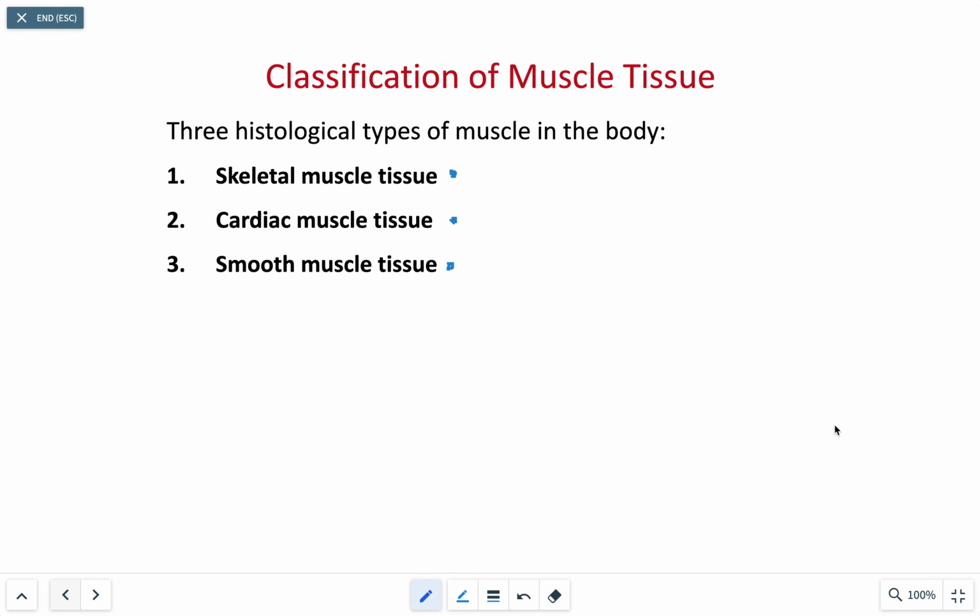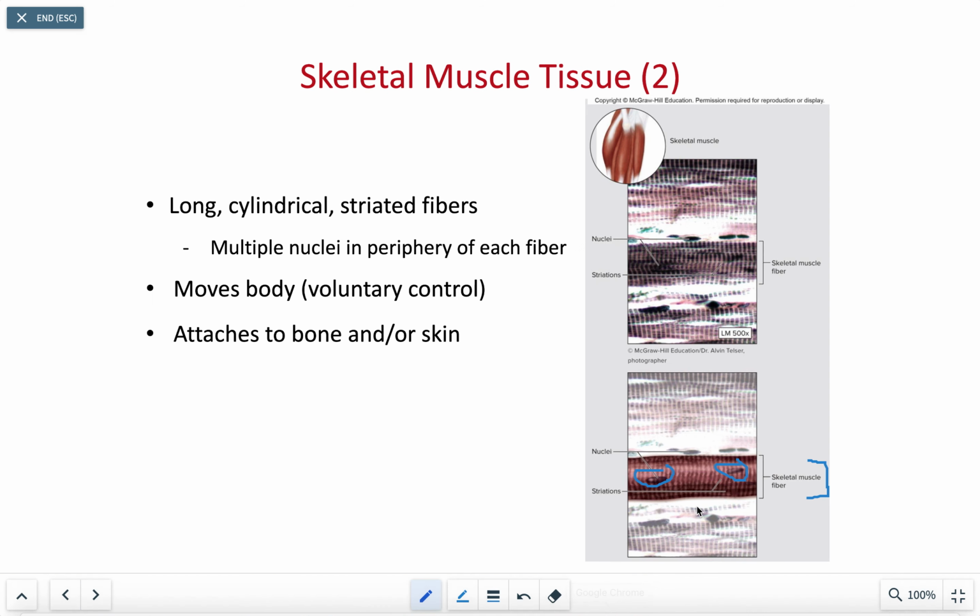Today's lecture will be on the classification of the muscle tissue. There are three histological types of muscles in the human body. We have the skeletal muscle fiber, the cardiac muscle tissue, and the smooth muscle tissue. For each one of these, we will briefly describe the structure, function, and general location.